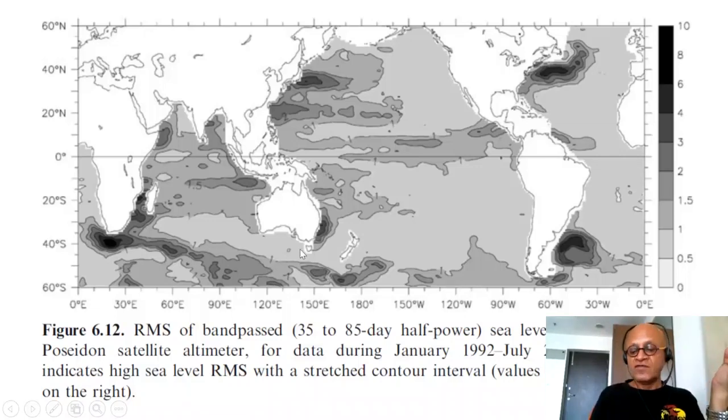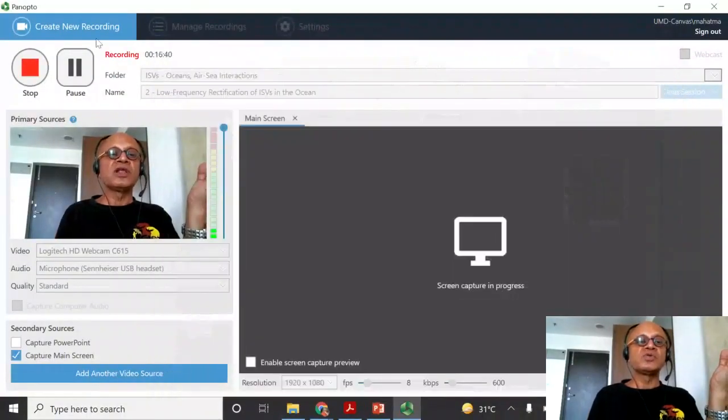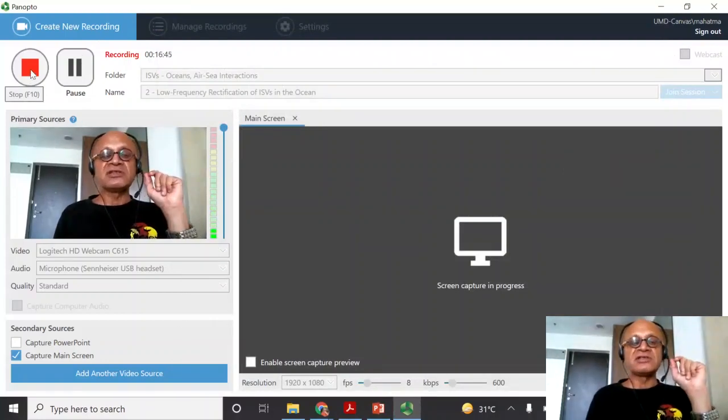So ocean is full of intraseasonal timescales as well, and we'll continue a little bit more about this in the next podcast, look at air-sea interactions and so on. Okay.